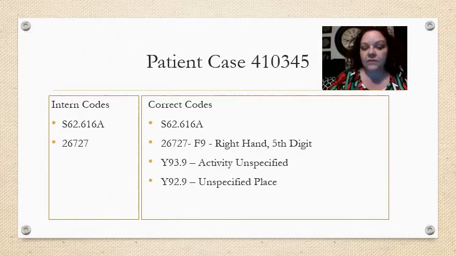While the right hand with 5th digits are examples of good documentation in this case, it is also a good case where documentation could be improved to clarify the activity and the place for more accurate coding.